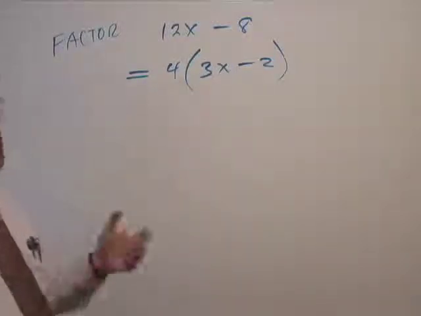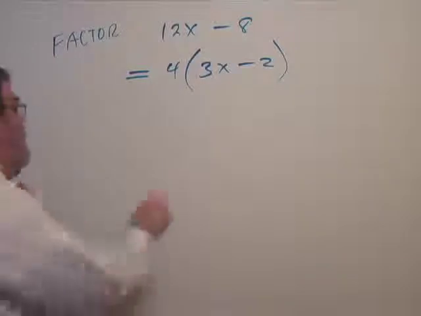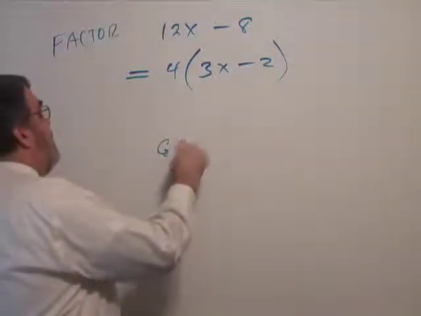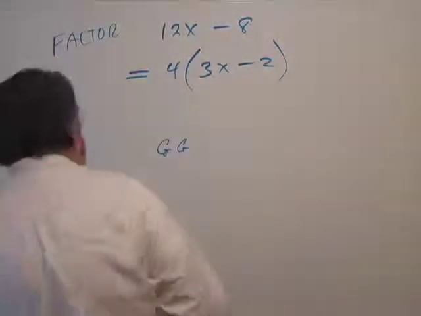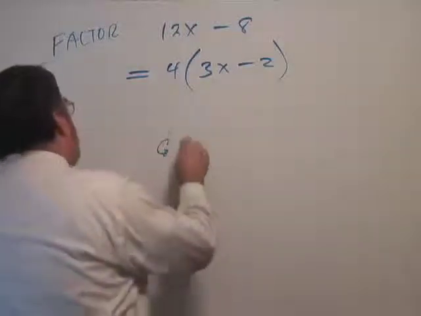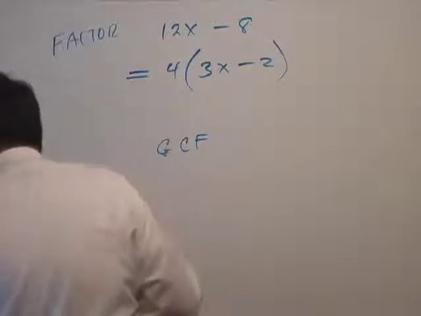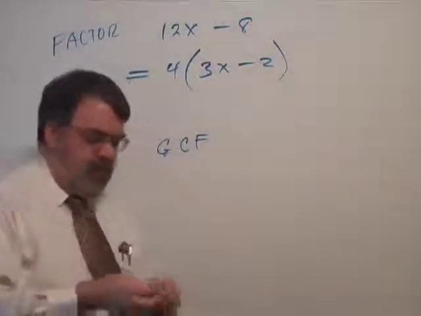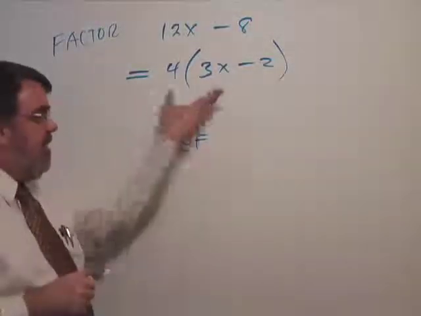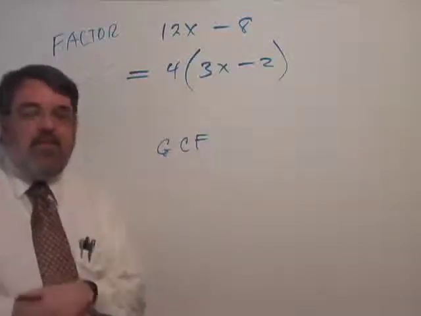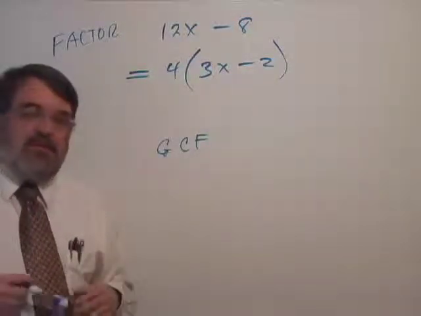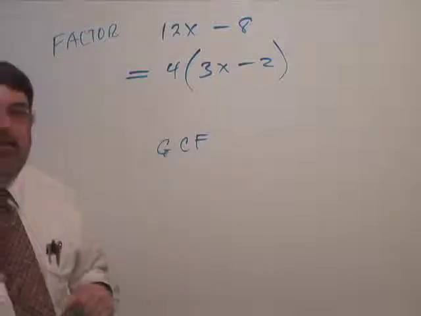4 is the greatest common factor, abbreviated GCF, and that's your goal here. As you might expect, it's going to get a little more complicated, so I'm going to work a couple more examples. I'll raise the board and put up another one.